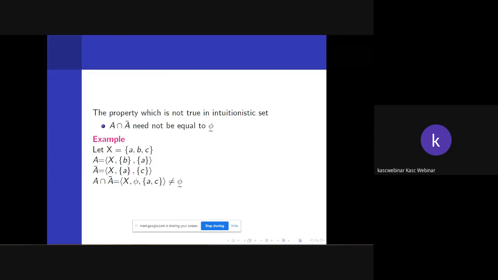Let's see that with an example. X is A, B, C. You have a set A, X is B, singleton B and singleton A. The intersection of member and non-member is empty. Its complement.